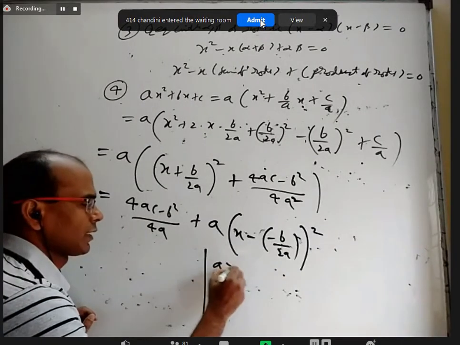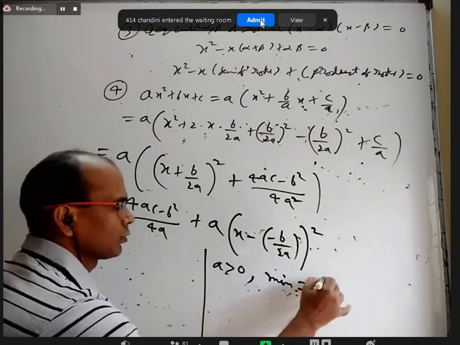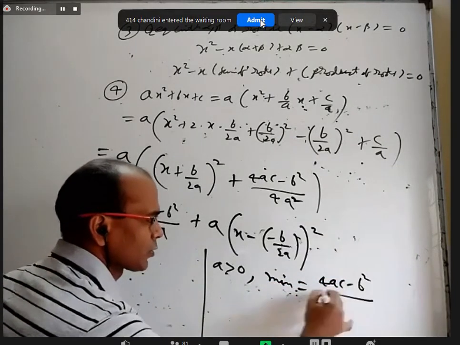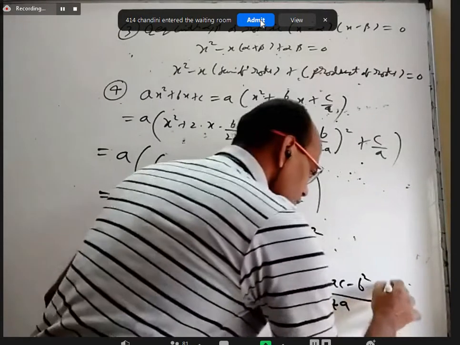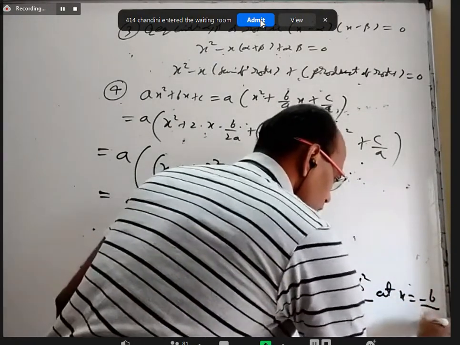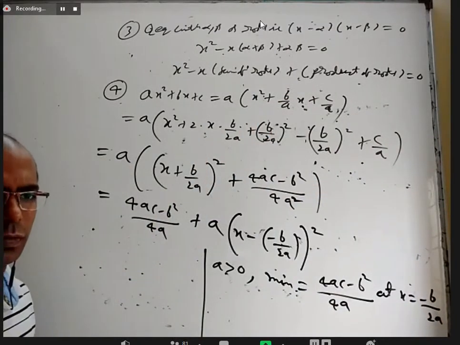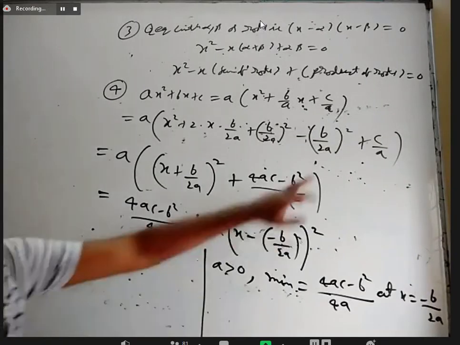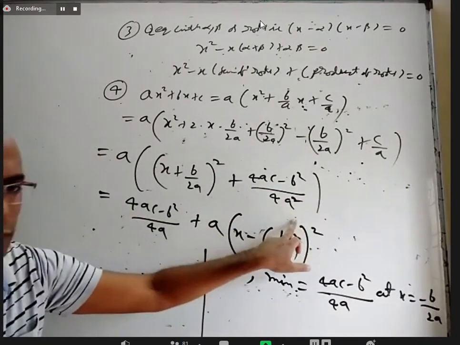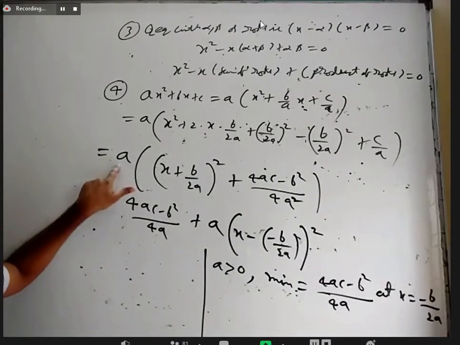If I take a greater than 0, minimum is equal to (4ac minus b square) by 4a. That will happen at what value? At x equal to minus b by 2a. Sir, that 4ac minus b square by 4a square, no, sir? No, why? When you take the LCM here, what will come? 4a square only. I multiply with a only, not a square here. Only a. I understood, sir.